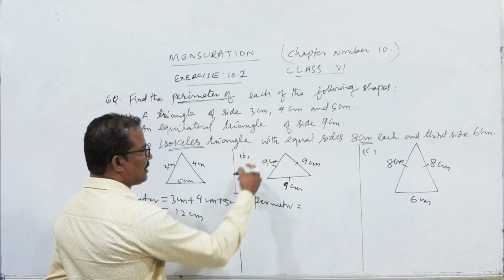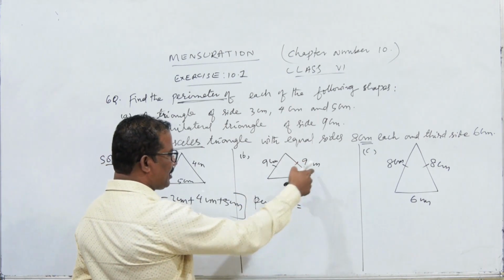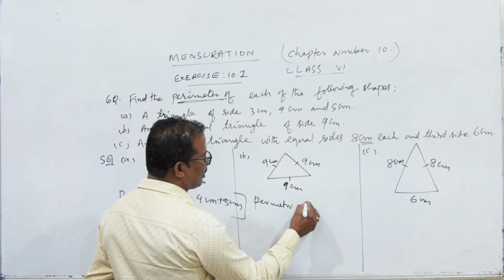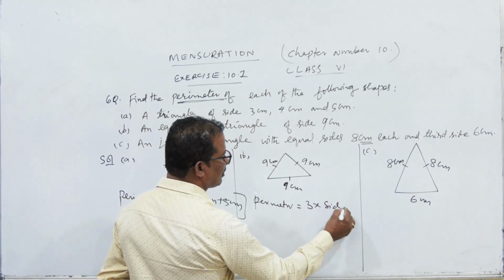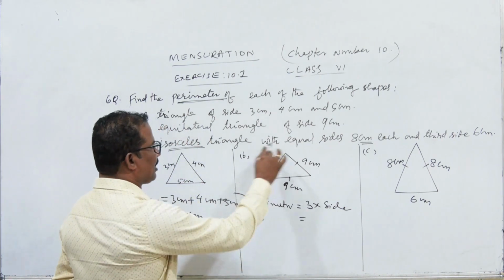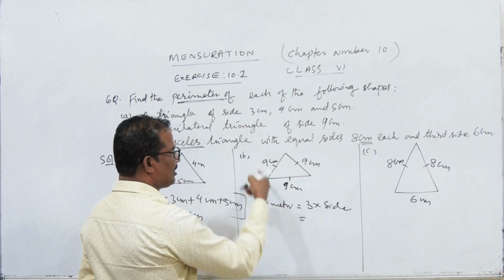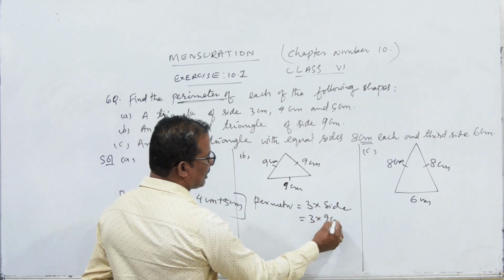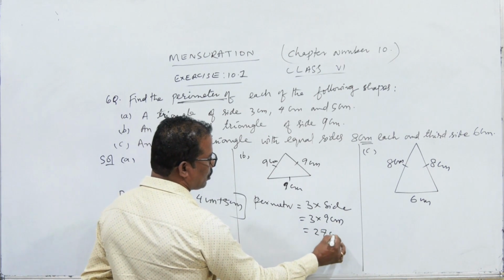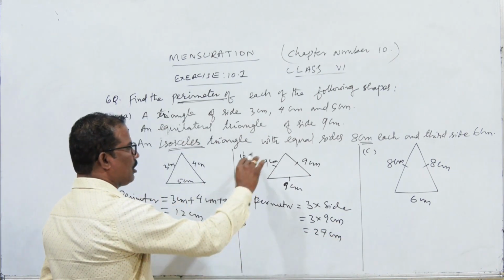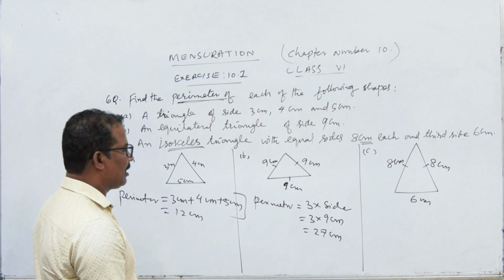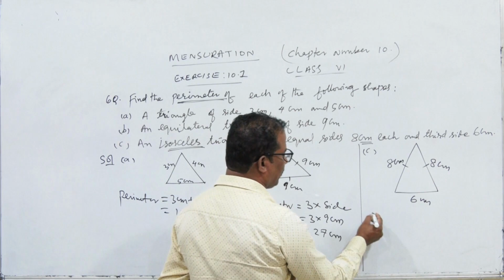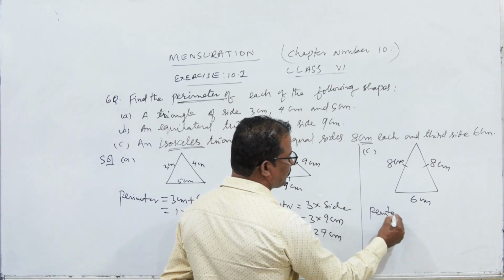Now for B question, we need to find the perimeter. Being an equilateral triangle, 9 centimeter plus 9 centimeter plus 9 centimeter, repeating 3 times. So we can write in formula way 3 into side. The perimeter of an equilateral triangle is 3 into side, because the same side is repeating 3 times. So 3 into 9 centimeter, 3 nines are 27 centimeter. So the total perimeter of this equilateral triangle is 27 centimeter.